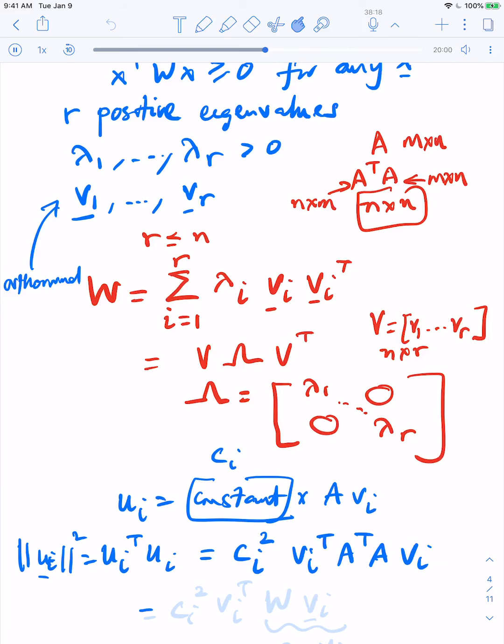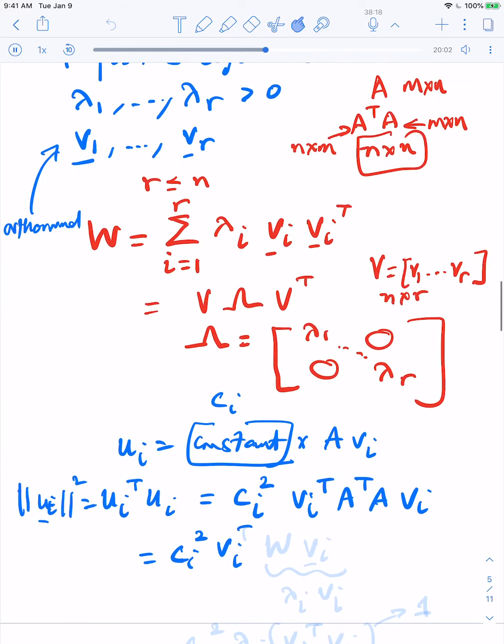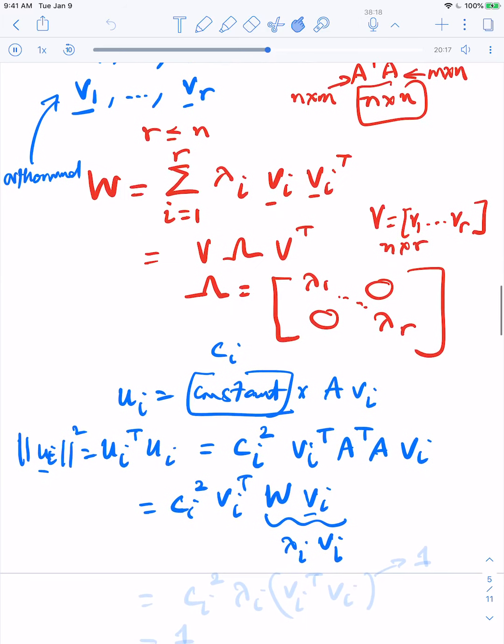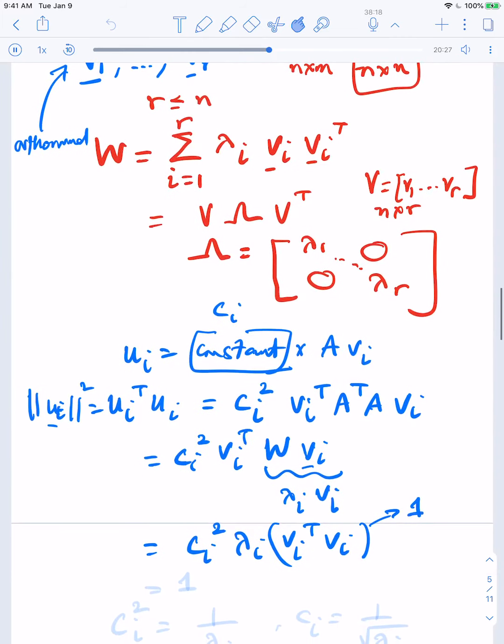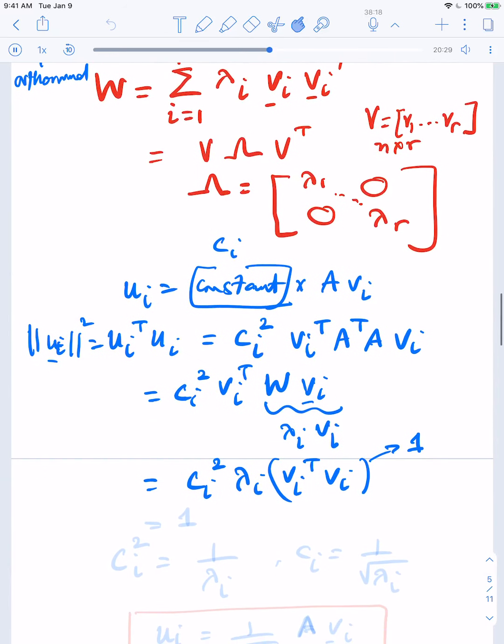And so what do I have? It is Ci squared Vi transpose A transpose A, which is just this W times Vi. Since Vi is an eigenvector with eigenvalue lambda i, this is lambda i times Vi. So I get Ci squared lambda i Vi transpose Vi, and of course this is equal to 1 because I have normalized them already. And I want this to be equal to 1. The energy of these Ui's I'm going to normalize to 1.